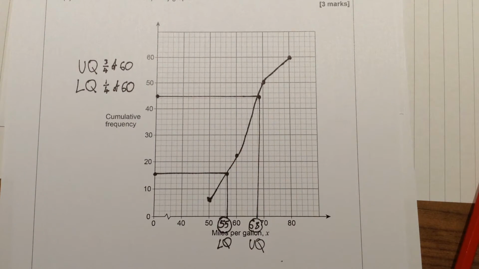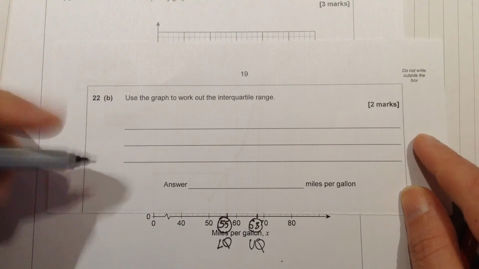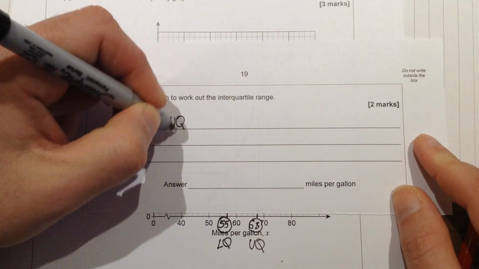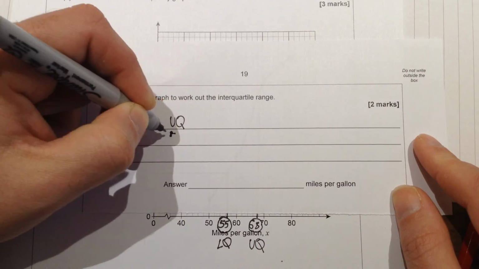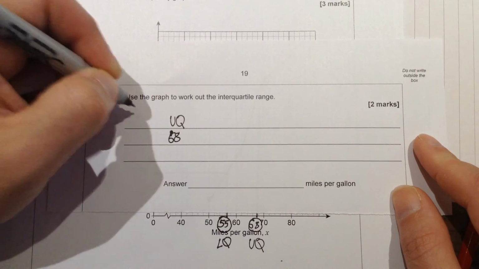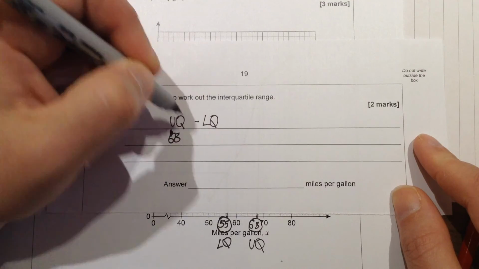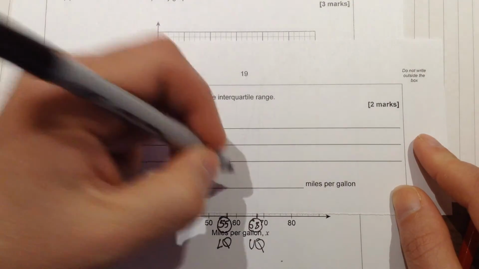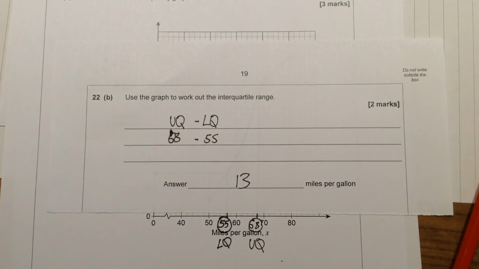So to finish off the question, to work out the interquartile range, we do the upper quartile, which was 48. No, it wasn't, it was 68, misreading my own writing. Make sure you don't do that in the exam. Take away the lower quartile, which is 55. Well, 68 take away 55 is 13, and we put that in as our interquartile range.